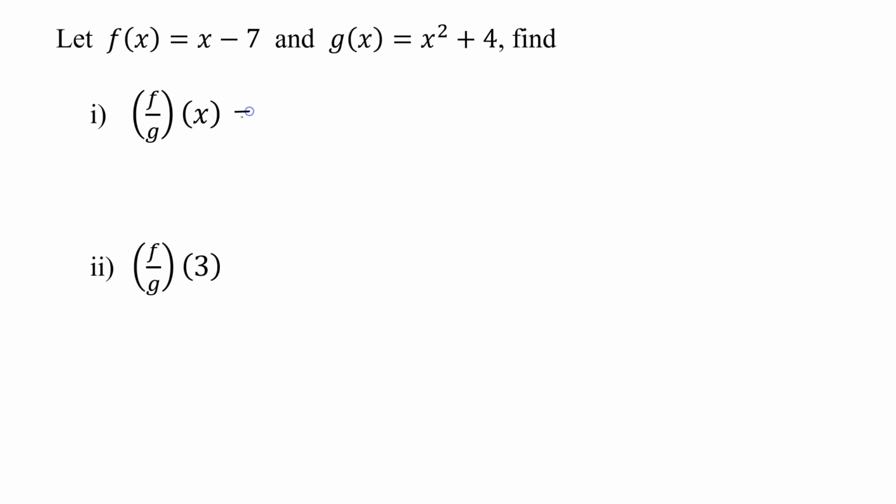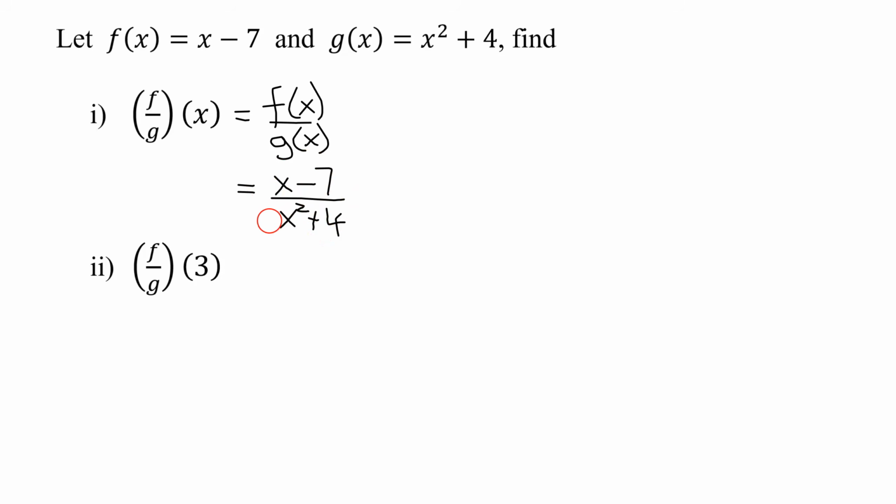So by definition, the quotient function, f divided by g of x, is just f of x divided by g of x. So what is f of x? F of x is x minus 7, and it's going to be divided by g of x, that's x squared plus 4. Plus 4, sorry. So now, can we reduce anything?